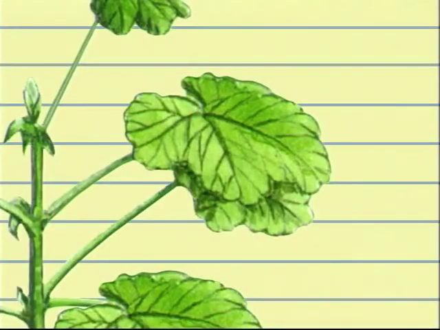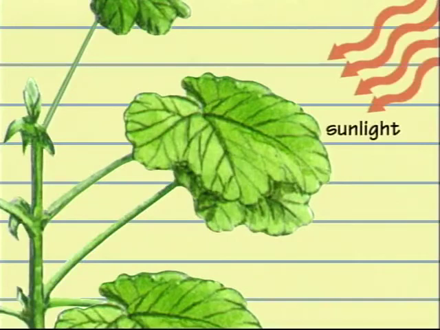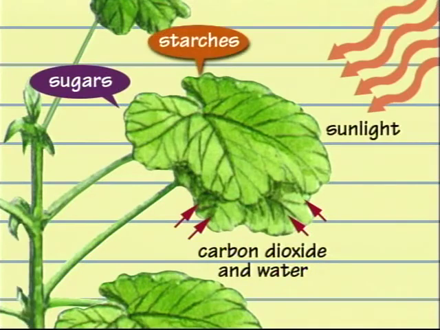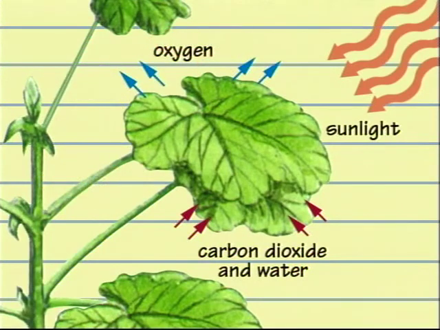Using the energy from the sunlight and mixing it with the water and the carbon dioxide absorbed by the plant, each leaf manufactures food the plant needs to live, including sugars, starches, and fats. Another byproduct of photosynthesis is oxygen, which animals and people need to breathe. That's why without plants, life on Earth would be impossible.